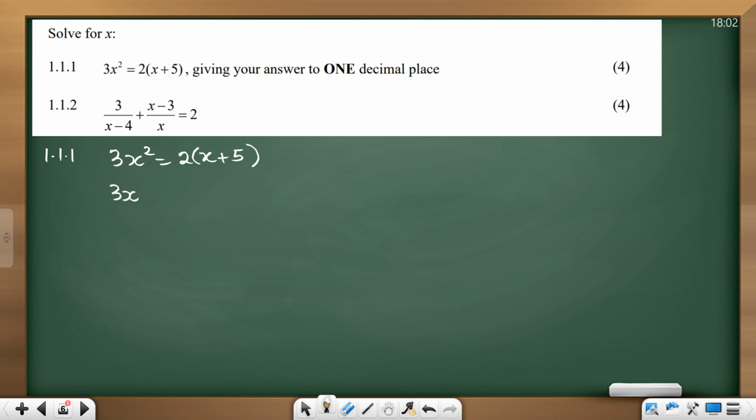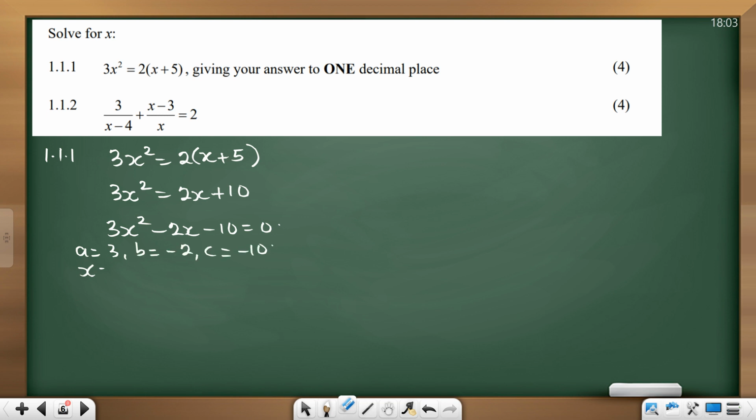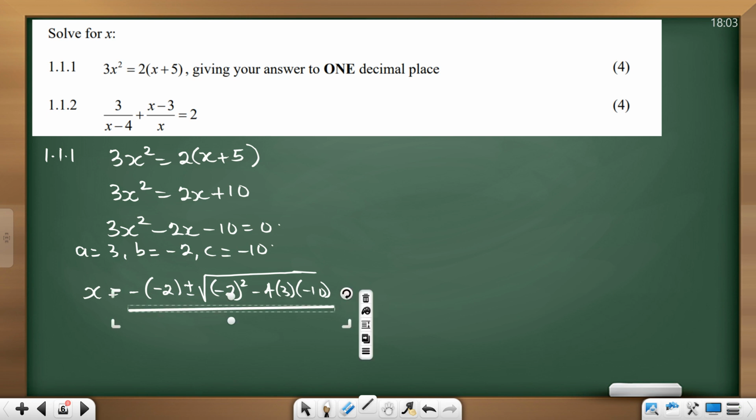All right, so this is 3x squared equals 2x plus 10. We bring everything over. 3x squared minus 2x minus 10 equals 0. Your A is 3, your B is negative 2, and your C is negative 10. We'll do this in 2 sessions because I want quality. x equals minus negative 2 plus or minus the square root of b squared minus 4ac over 2 multiplied by 3. You do the solution by yourself there.